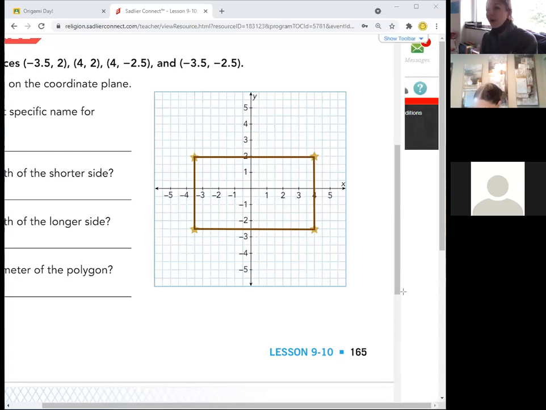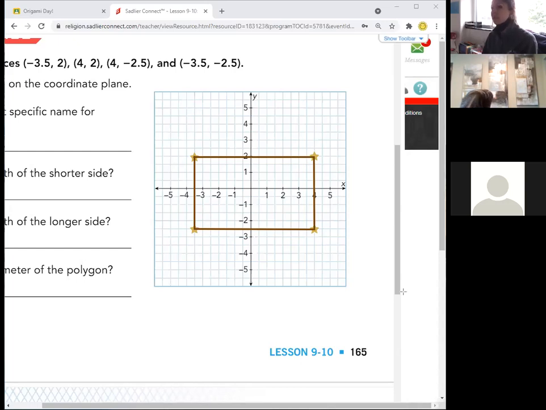A quadrilateral is any 4-sided shape that is closed with straight segments. So there's lots of quadrilaterals. Trapezoids, squares, rectangles, rhombus, parallelogram. Those are all quadrilaterals. Why? Because they have 4 sides. It's a closed shape. They have 4 segments connecting each other. But a rectangle is the most specific name you can give this shape.